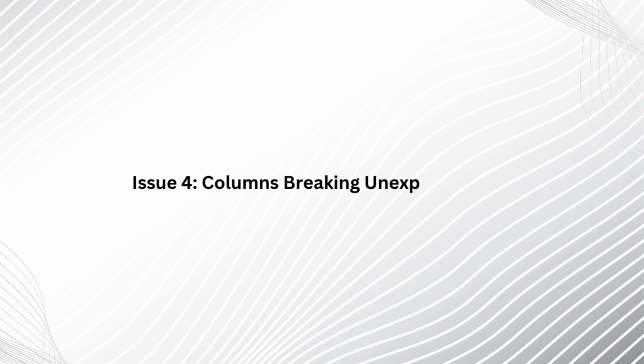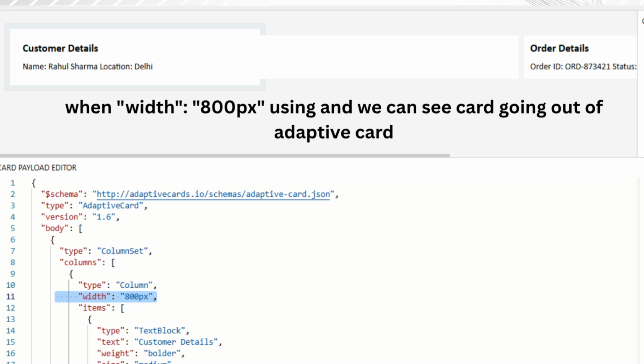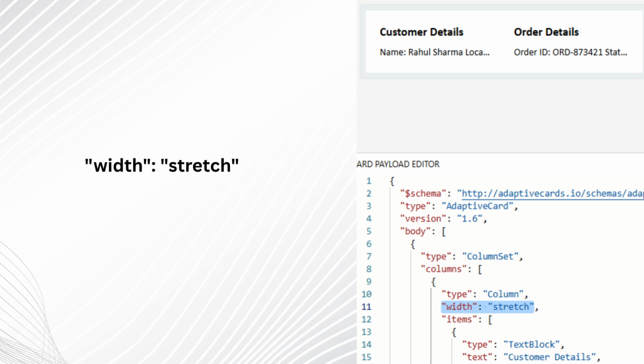Issue 4. Columns breaking unexpectedly on desktop. Here's a frustrating one. Your columns stack vertically even on wide desktop screens, when you expected them to stay side by side. The problem is usually with your column widths. If you're using pixel values that are too large, the columns won't fit horizontally. Instead of using a fixed width like 800 pixels, which might be too wide, use stretch or appropriate proportional values. This ensures your columns adapt properly to different screen sizes.